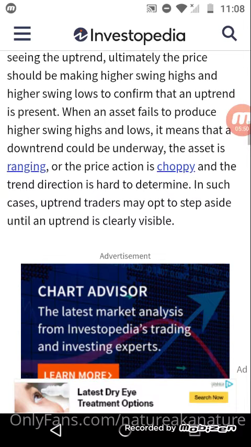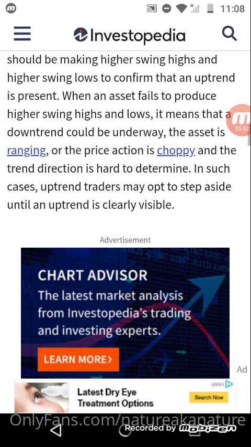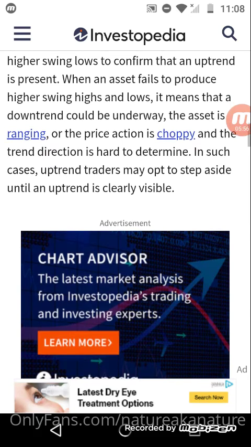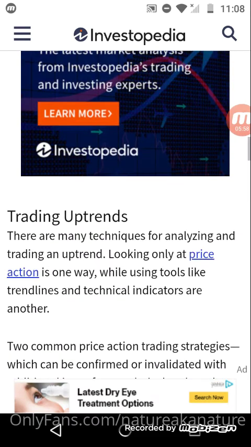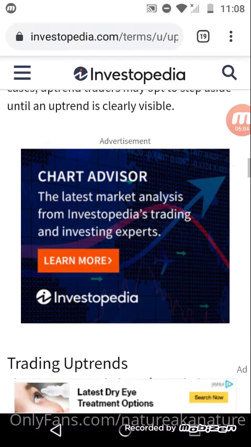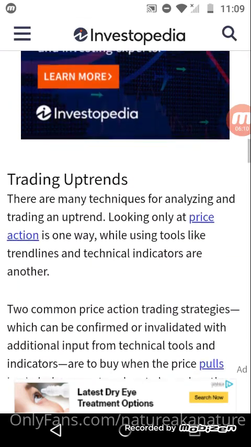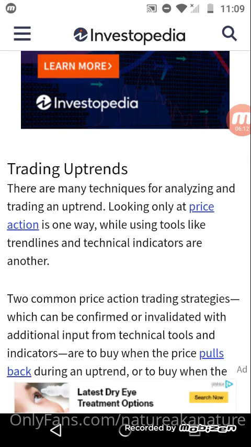So in such cases, the uptrend trader may opt to set aside until he sees the uptrend that is clearly visible. So until he sees long candlesticks that are going up, a green candle or white candlestick that's going up, that's when he's going to enter. Most traders wait till the trend is clearly visible and there's no doubt that it's not going up. That's when you will enter.